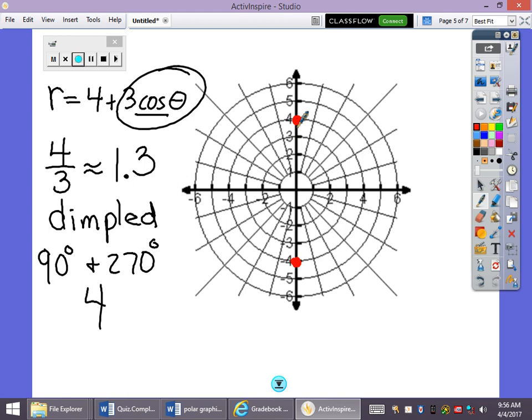Now I'm going to do my minimum and my maximum. Who can tell me how to calculate my min and my max? Go ahead. Okay, so 4 plus 3. Okay, and it's because my max is going to be 1. 3 times 1 is a positive 3, and 3 times negative 1 is a negative 3. So 7 and 1. Which axis is my max going to be on? The x-axis, but which side? On the positive side, because this is a plus.